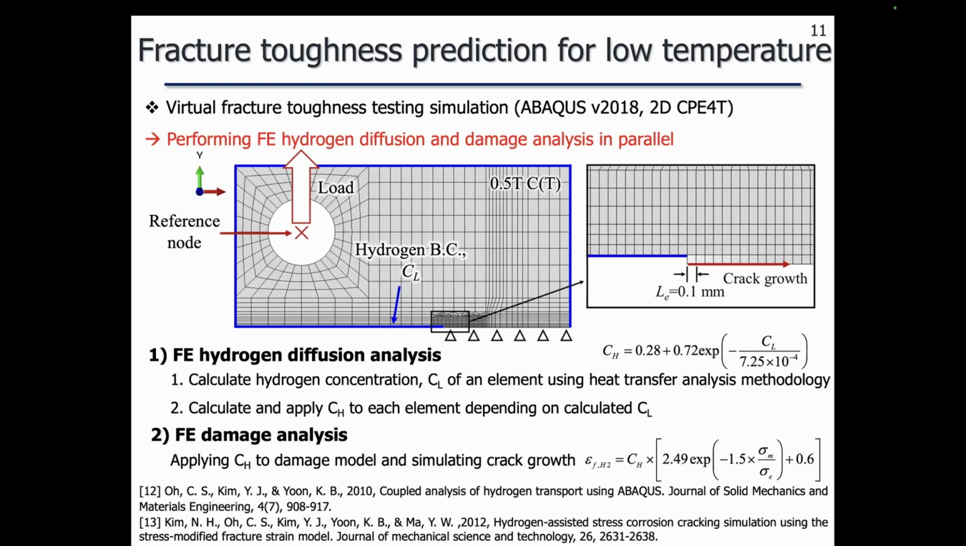First, for the hydrogen diffusion analysis, the hydrogen concentration CL of the element was calculated using the heat transfer analysis methodology. And then the hydrogen embrittlement constant CH was calculated corresponding to CL and applied to the element. And finally, to simulate the behavior of hydrogen embrittled material, the FE damage analysis was performed by using the strain-based damage model and the determined CH.